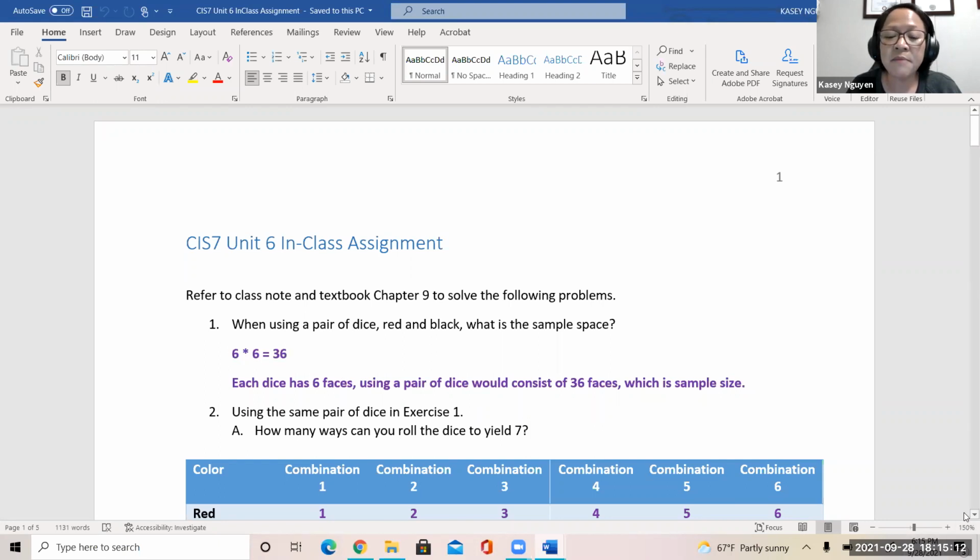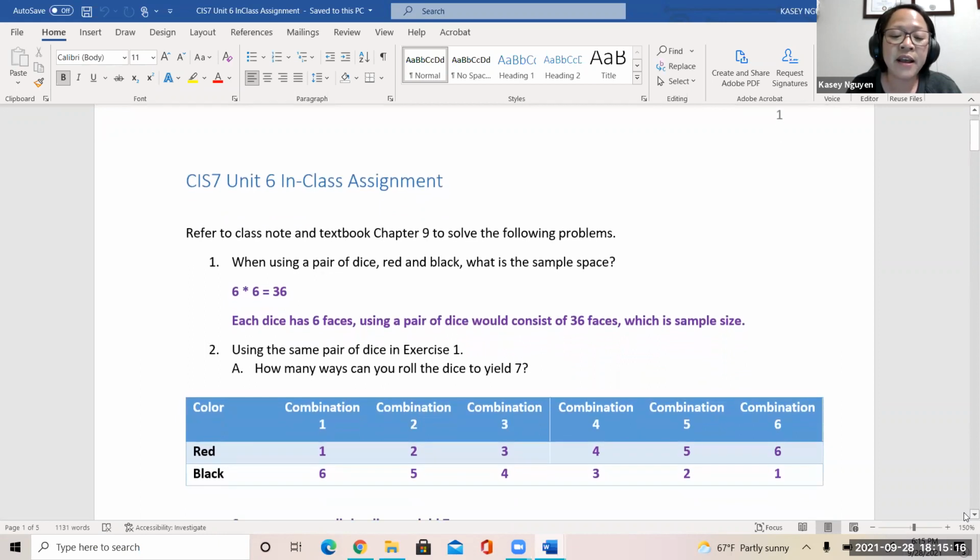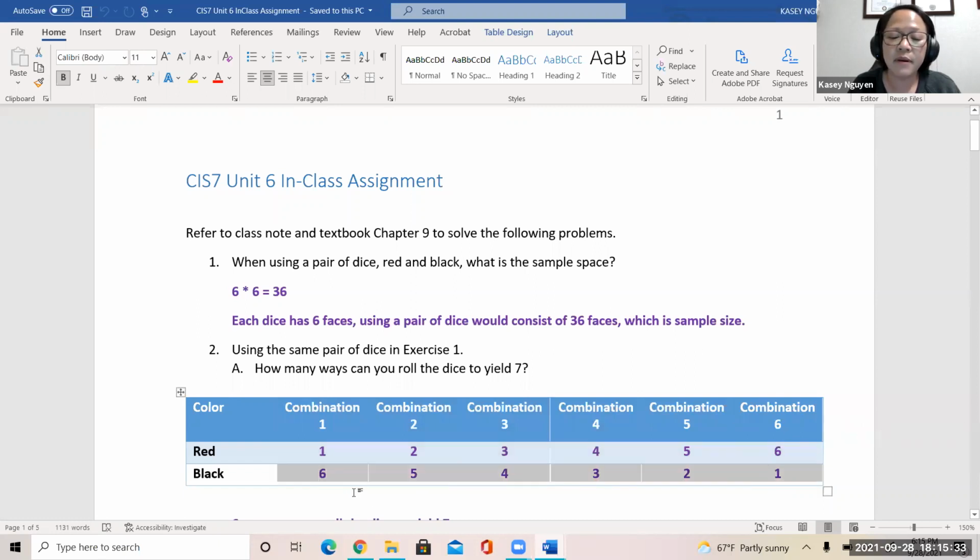So I'm using a table very similar to what you've seen in the notes. And now we're going to have the pair of dice, red and black. So if we want to yield 7, like what you've seen in the notes, I would start with the red going up and the black going down. So I would start with the 1 on the red. You can fill that in. So the first combination I would have is a 1 and a 6.